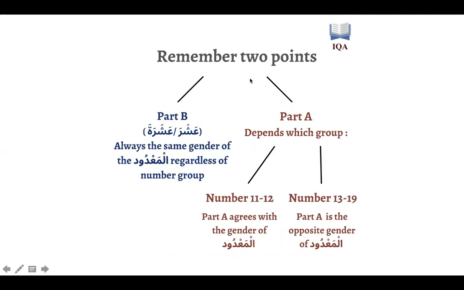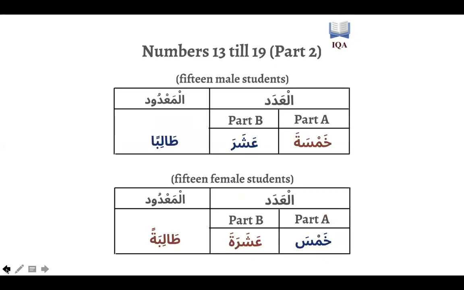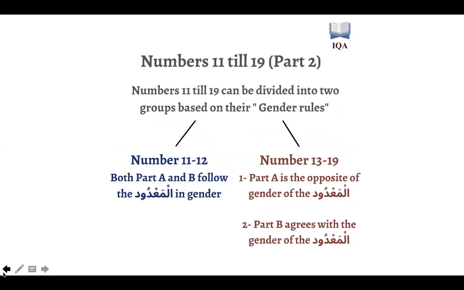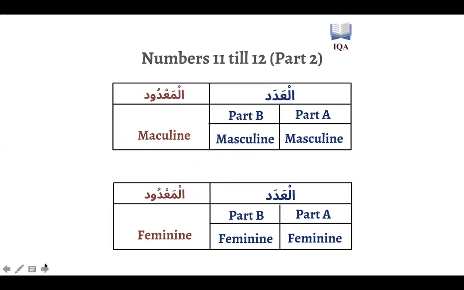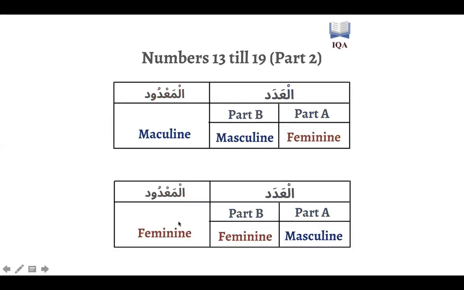If you remember these 2 points, you're never going to make a mistake when it comes to these numbers, inshallah. The first thing is that part B, which is the ashara part, the teen part, if you will, is always the same gender as the ma'dud regardless of the number group. So part B, regardless of whether it's part of 13 to 19, or whether it's part of 11 and 12, part B always follows the ma'dud in gender. Always. So feminine, feminine, masculine, masculine. Same thing here. Masculine, masculine, feminine, feminine.